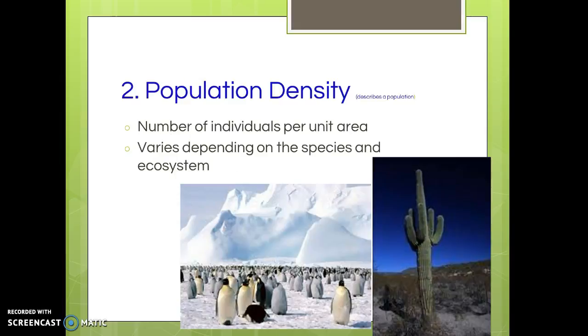With population density, you're looking at the number of individuals per unit area. This is going to depend on what the species is and the ecosystem. So you can see this penguin picture. There are a lot of individuals packed into a small amount of space, versus the cactus population, which is pretty widespread.